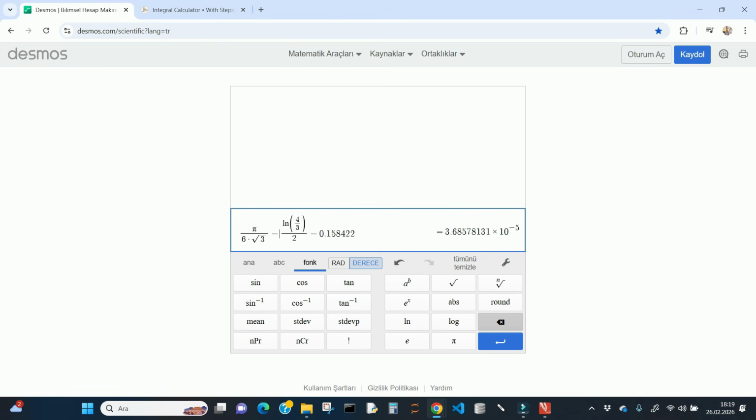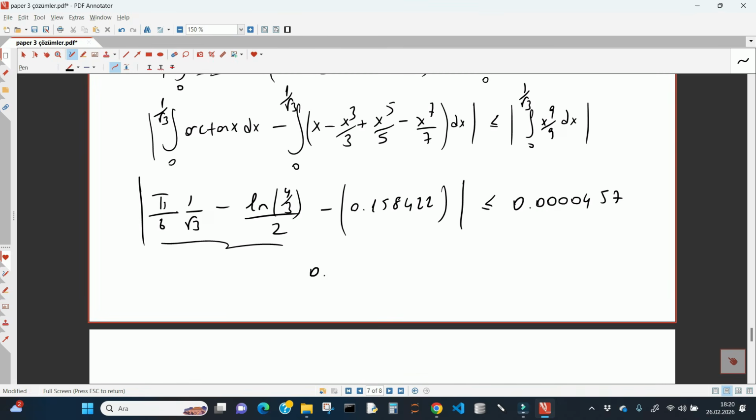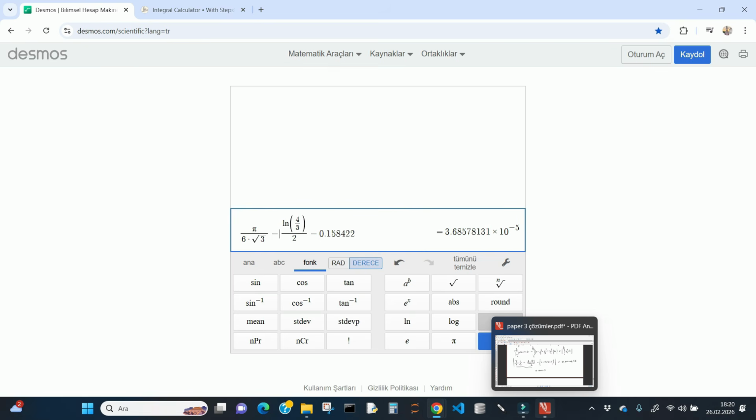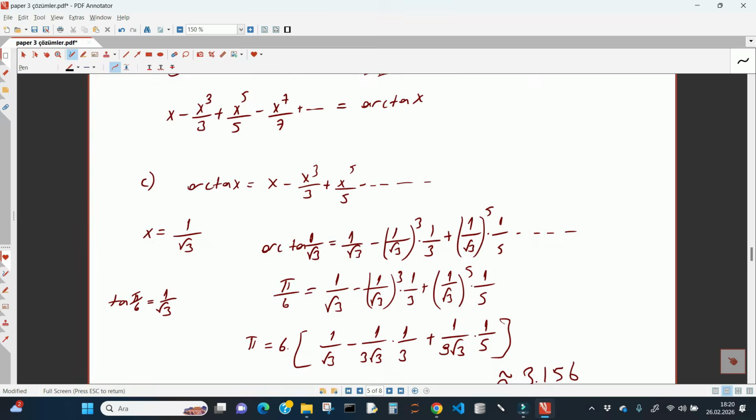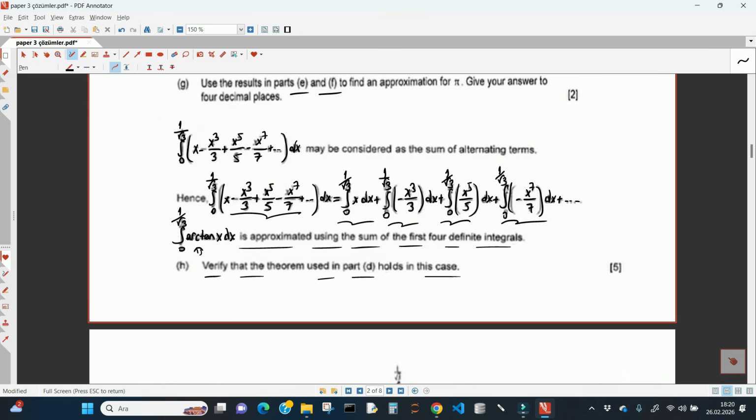Yeah, and let's find this expression again. Yeah, it is 0.00003369. This is less than the other one, right? Yeah, this is less than the other one. So which means the theorem used in part D holds in this case.